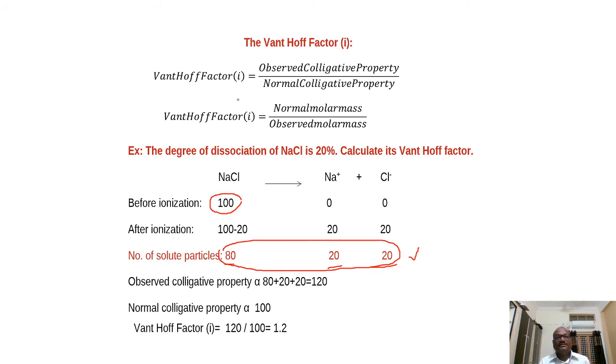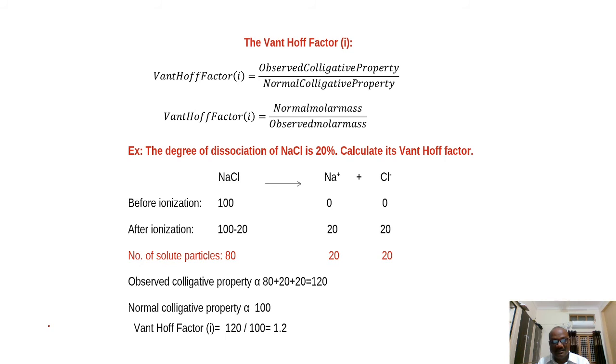So according to the definition of Van 't Hoff factor, what is the formula? Observed colligative property by normal colligative property. The observed colligative property is directly proportional to 120. The normal colligative property is directly proportional to 100. So you can substitute in this formula. The Van 't Hoff factor is observed, 120, by normal, 100. 120 by 100 means it is 1.2. This is the Van 't Hoff factor. Like this we can calculate.